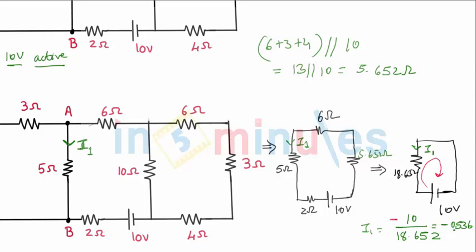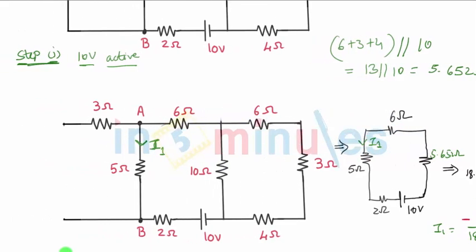So now let us go to the next step, step number 2, where we will keep one of the two current sources active and find out the value of current I, calling it I2.